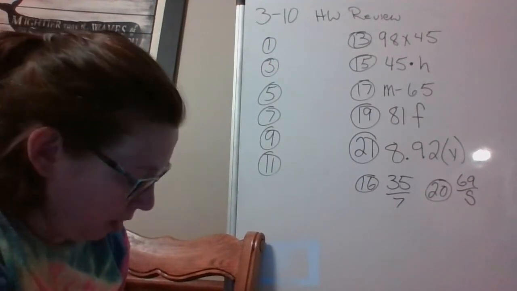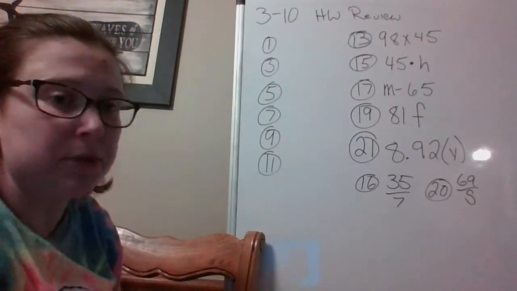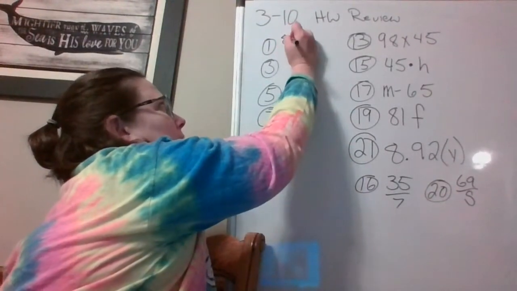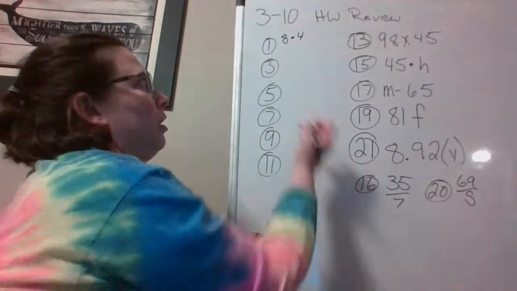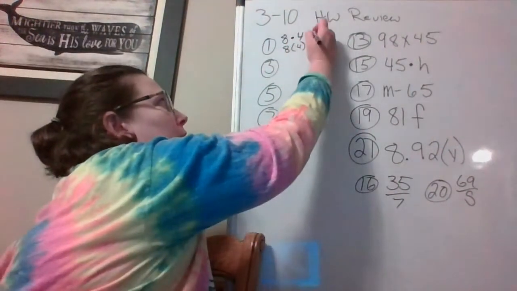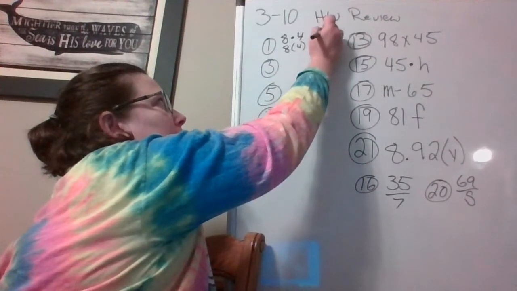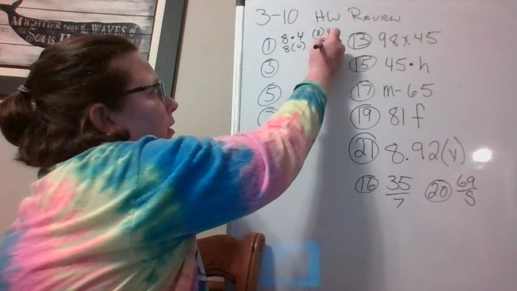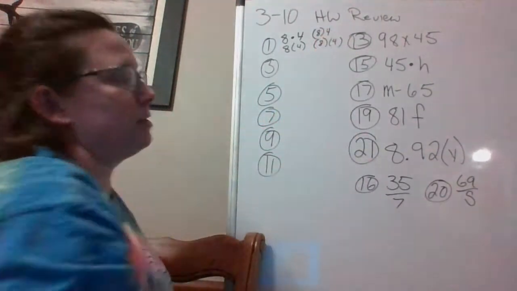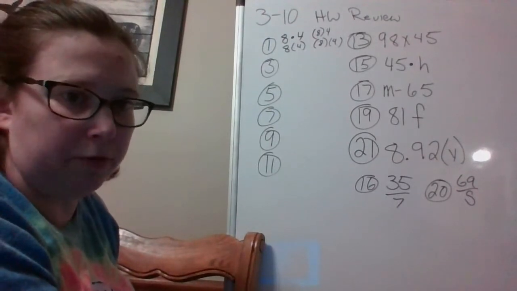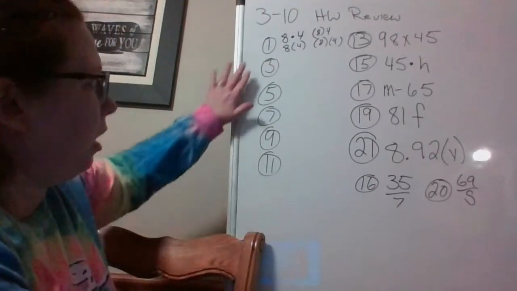With number one, we had 8 times 4. So you may have written that with the dot. You may have written that with a parenthesis around the 4. You may have written it with a parenthesis around the 8. Or you may have written it with a parenthesis around both of your numbers. Any of those ways are perfectly acceptable.